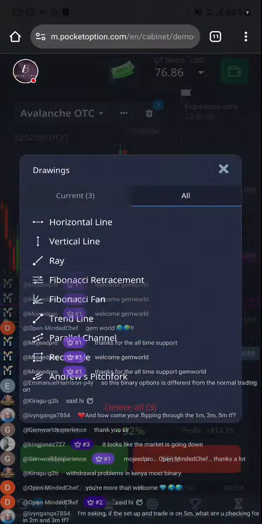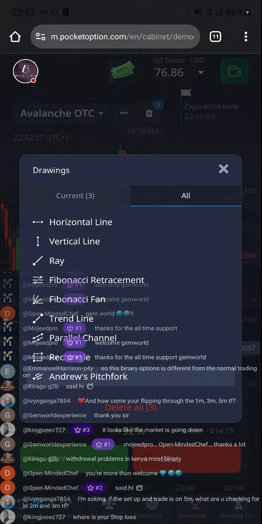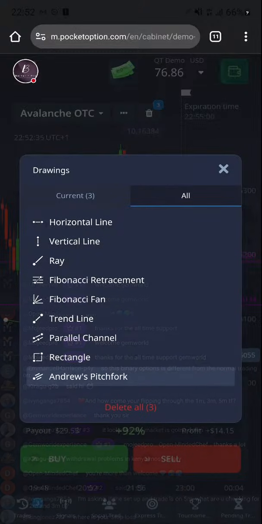Someone is asking about the setup and trade on M5, and what we are checking for in M2? No, we don't use stop loss here actually.